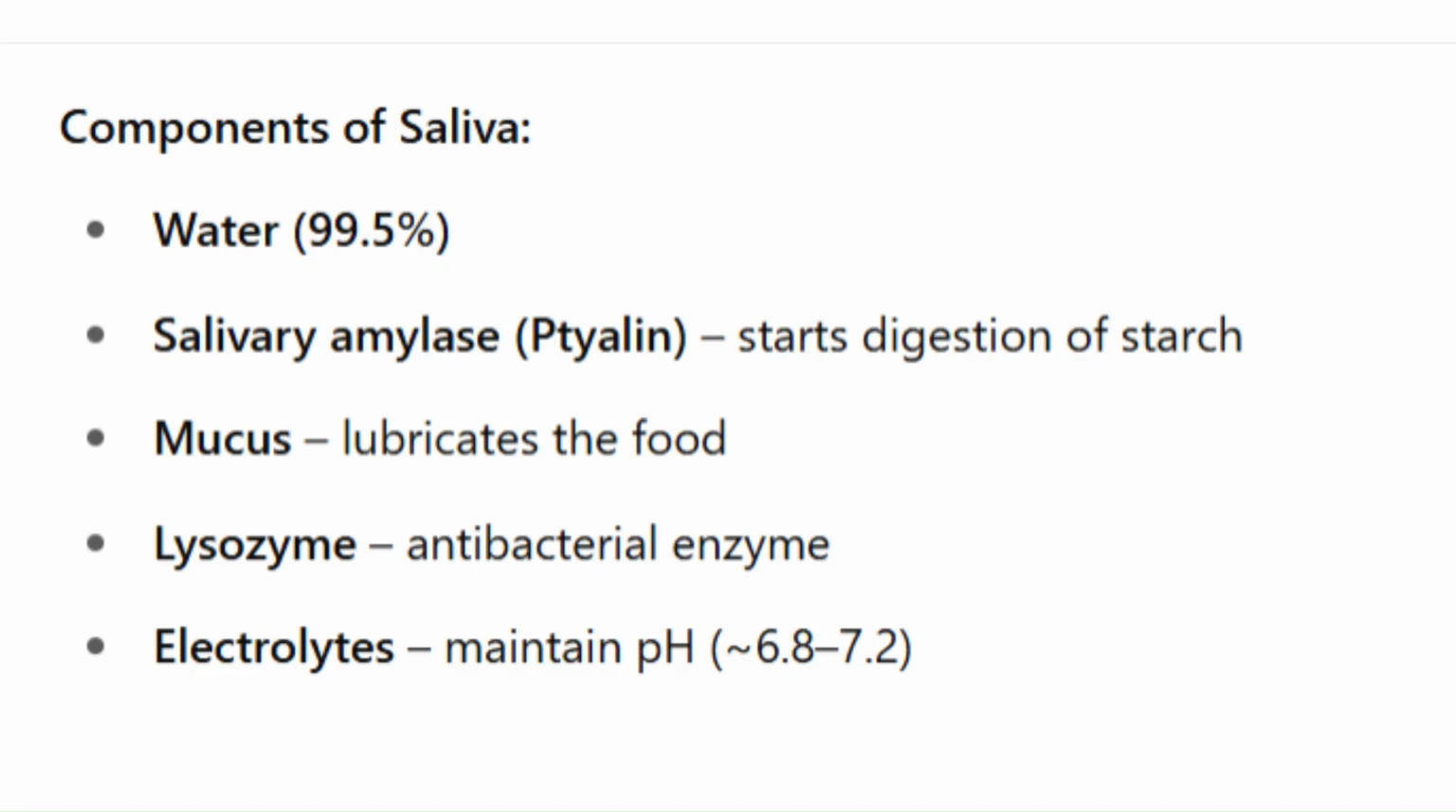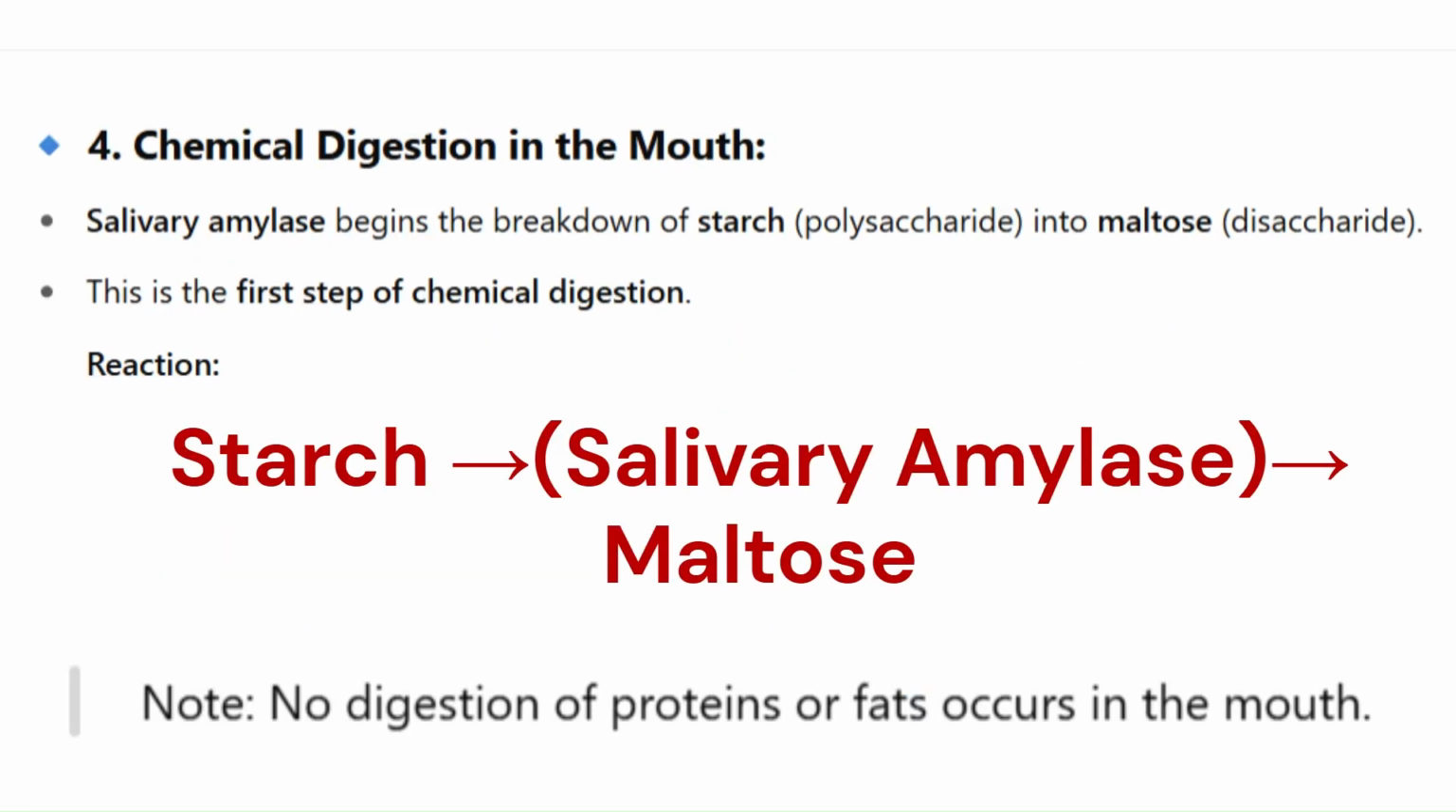Components of saliva. Water, 99.5%. Salivary amylase, ptyalin. Starts digestion of starch. Mucus. Lubricates the food. Lysozyme. Antibacterial enzyme. Electrolytes. Maintain pH 6.8 to 7.2. 4. Chemical digestion in the mouth. Salivary amylase begins the breakdown of starch, polysaccharide, into maltose, disaccharide. This is the first step of chemical digestion. Reaction. Starch converted into maltose by salivary amylase enzyme.